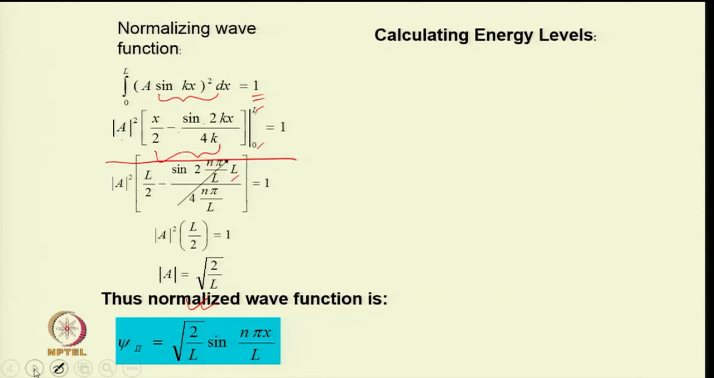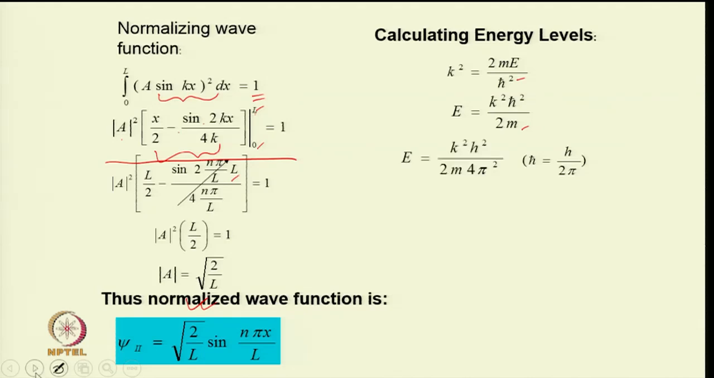Now, let us calculate energy levels. We know that k square is equal to 2 m E by h cross square. So, E is equal to k square h cross square by 2 m, where h cross is h by 2 pi. Then E will be k square h square by 2 m into 4 pi square.